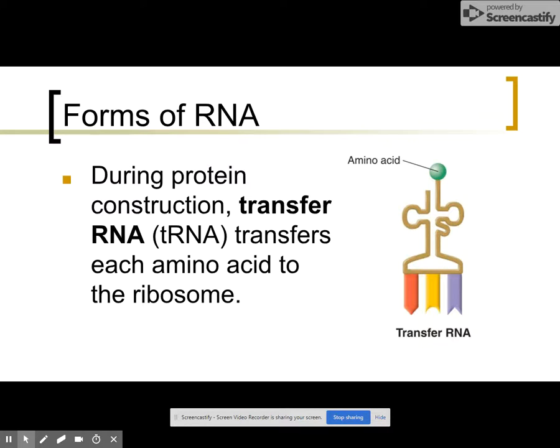Now we also have tRNA. The T stands for transfer. And the transfer RNA will transfer an amino acid. So this little guy up here is an amino acid. And it's going to transfer that amino acid to the ribosome. So a lot of stuff's happening in the ribosome.